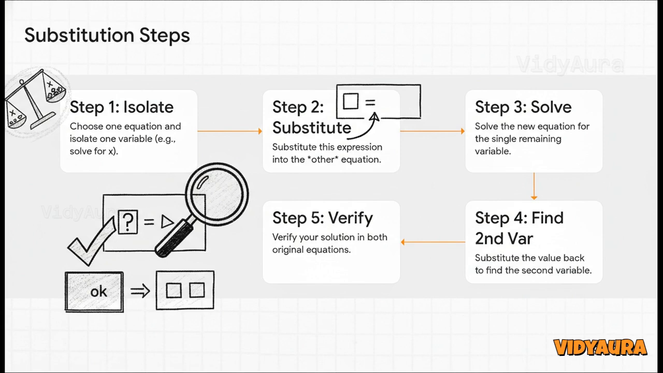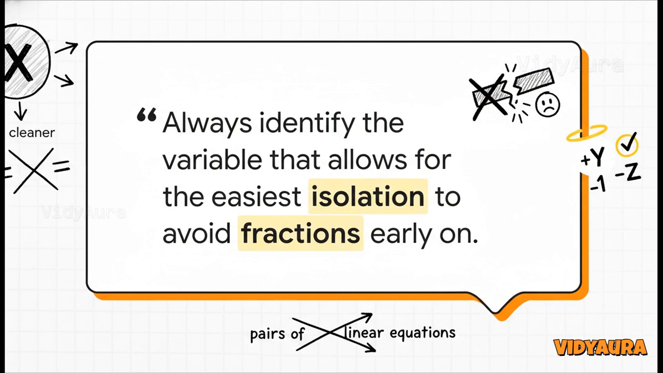Now, here is a pro tip that will save you so much headache. Always scan the equations first. Look for a variable that just has a coefficient of 1 or negative 1. Just a plain x or a negative y. Isolating that variable is so much easier and helps you dodge messy fractions, which is a massive win, especially when the clock is ticking on a test.